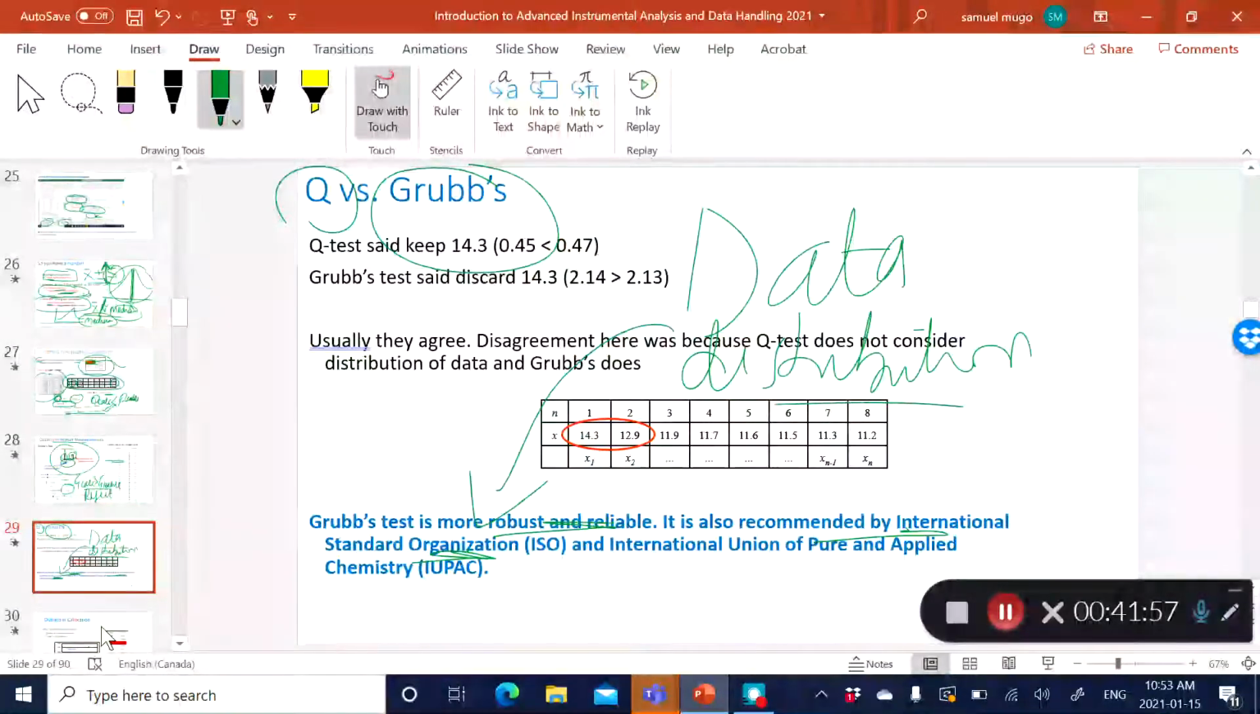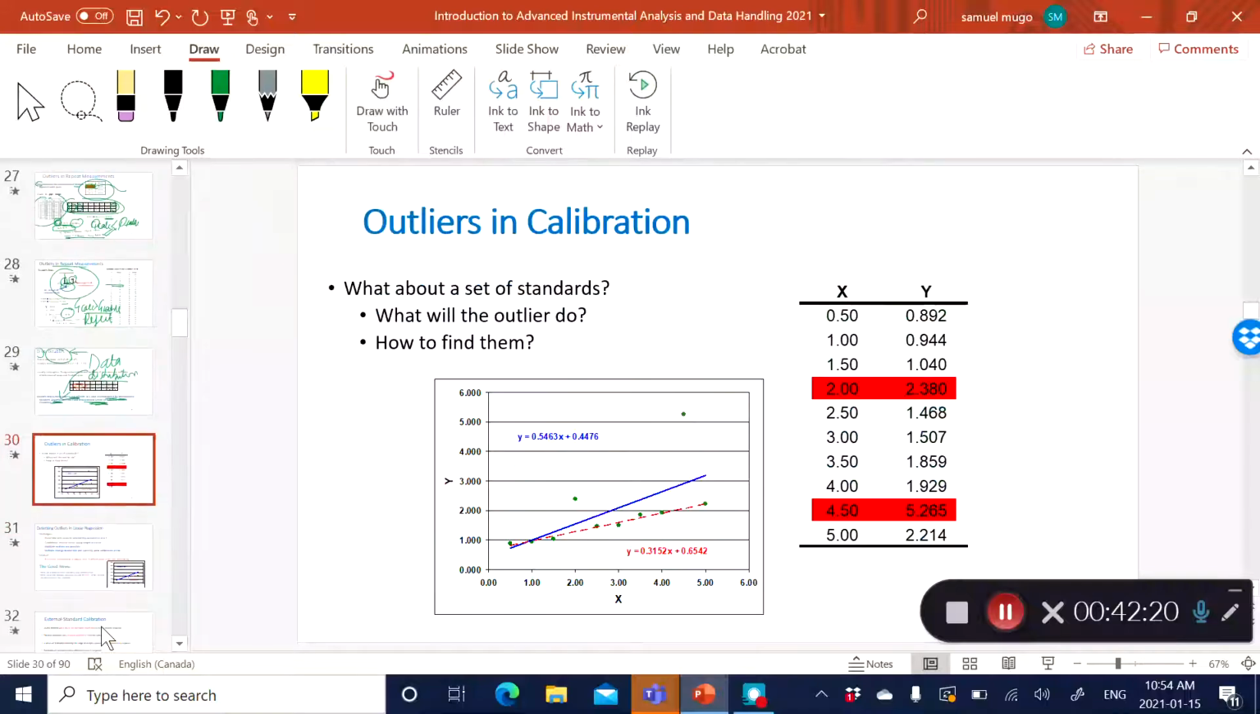And so the Grubbs test is actually the one that is certified by the ISO, and also is the one that is certified by these other international organizations called the IUPAC, the International Union of Pure and Applied Chemistry. So for Chem 311, I like, as always, to use the Grubbs test, which is the most robust and reliable.